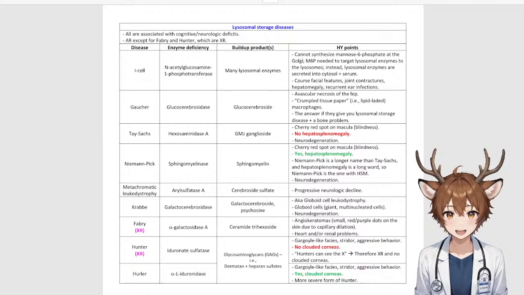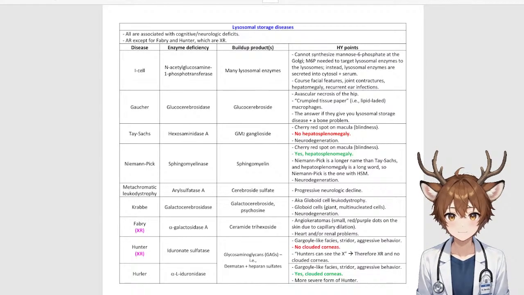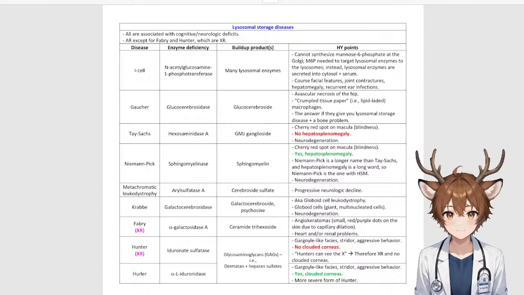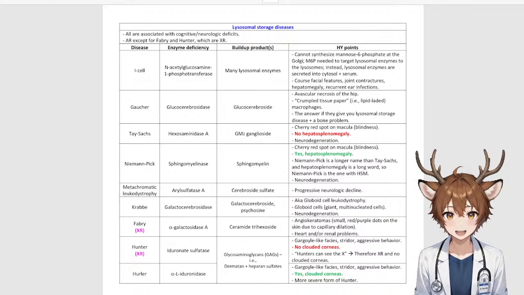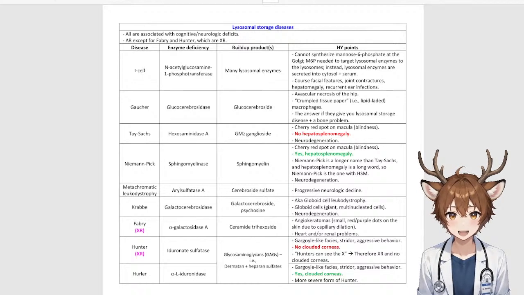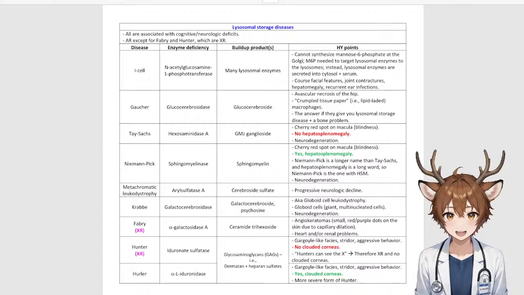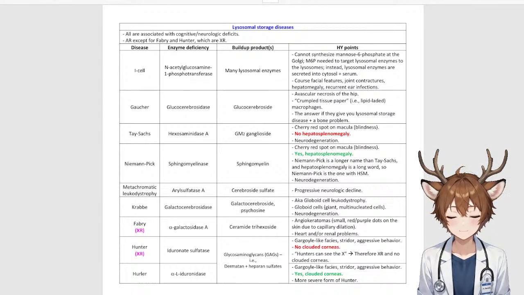Gaucher's disease, looks like Gaucher, but Gaucher. Glucocerebrosidase deficiency leads to a buildup of what you can imagine would be a glucocerebroside. We would have avascular necrosis of the hip, crumpled tissue paper, that is lipid-laden macrophages. The answer if they give you lysosomal storage disease plus bone problem.